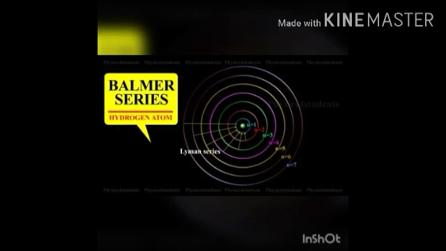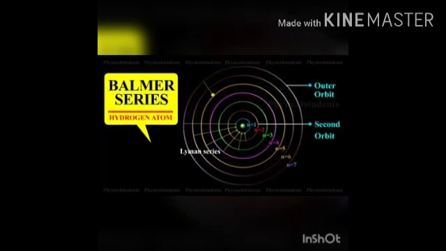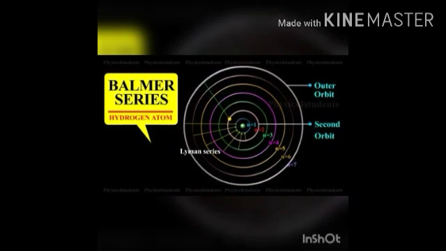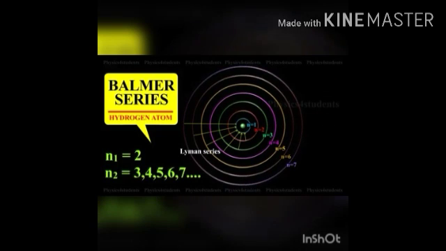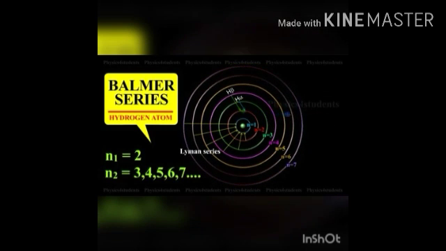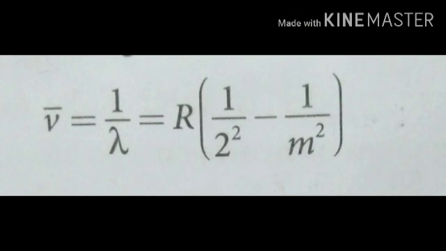Next, the Balmer series. The Balmer series is obtained when an electron jumps from any of the higher orbits to the second orbit. So n is taken as 2, and m is taken as 3, 4, 5 and so on. Now the wave number ν̄ = 1/λ = R (1/2² − 1/m²). It is obtained in the visible region.